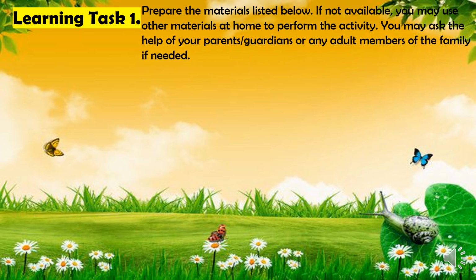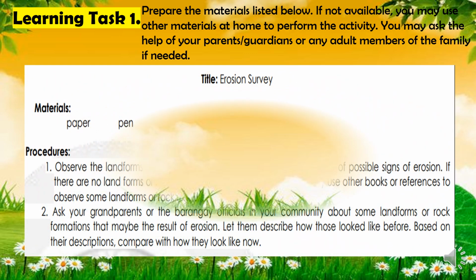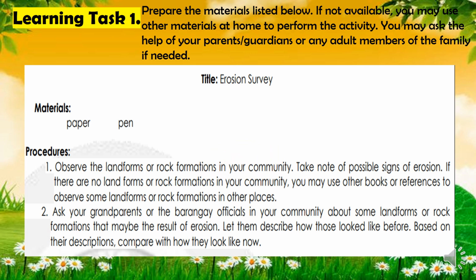For Learning Task 1, prepare the materials listed below. If not available, you may use other materials at home to perform the activity. You may ask the help of your parents or guardians or any adult members of the family if needed. The title of the activity is Erosion Survey. So the materials needed, we have paper and pen.